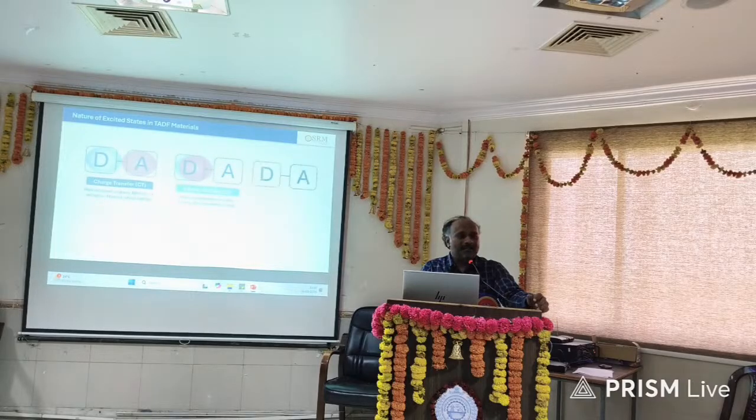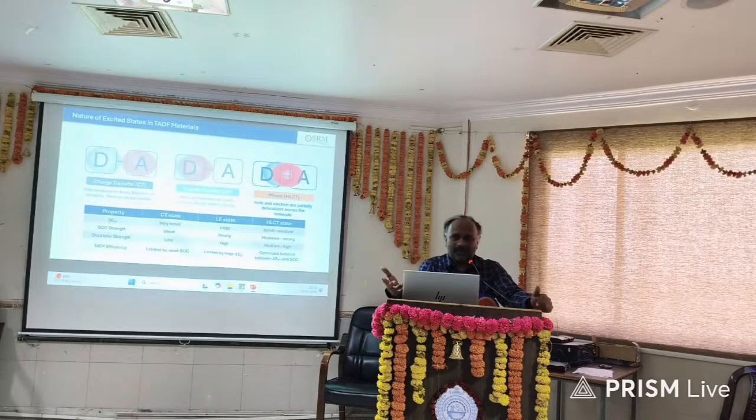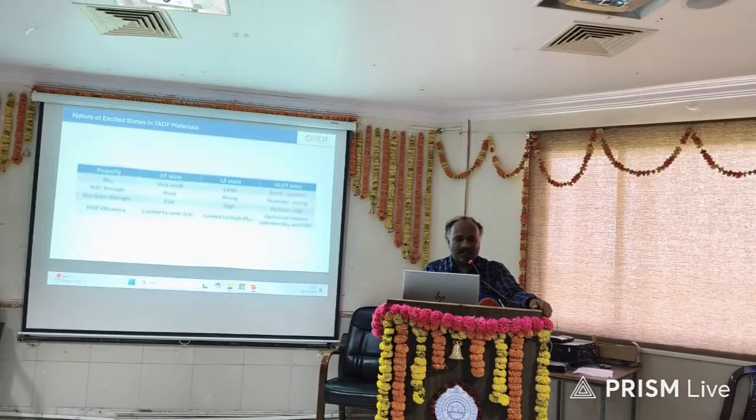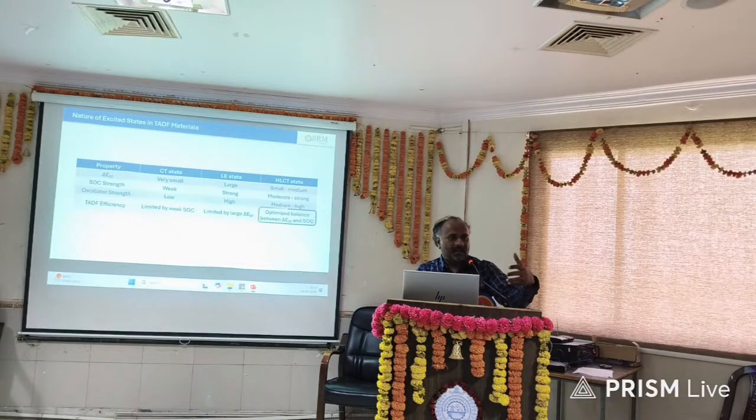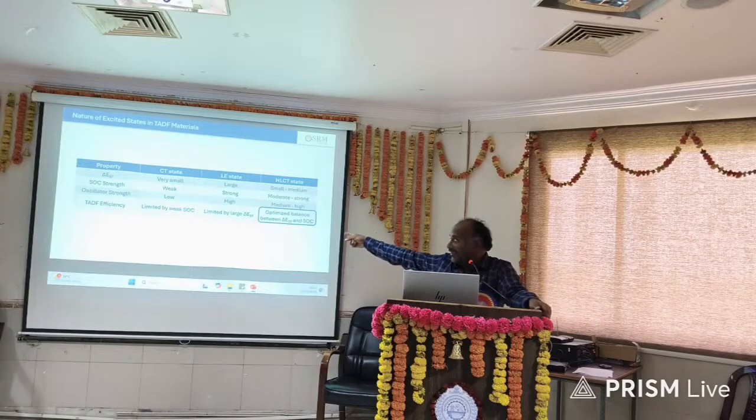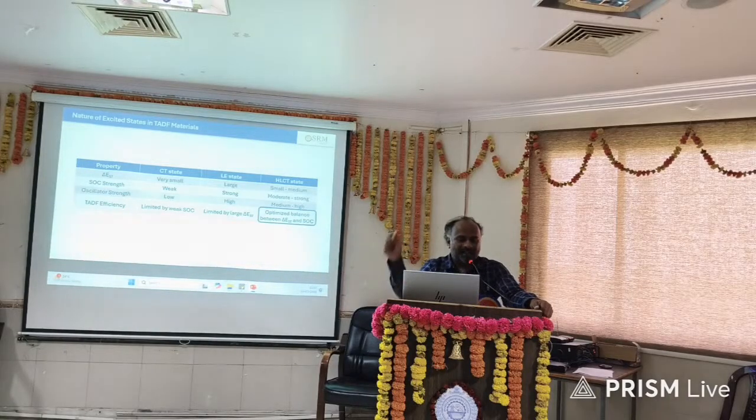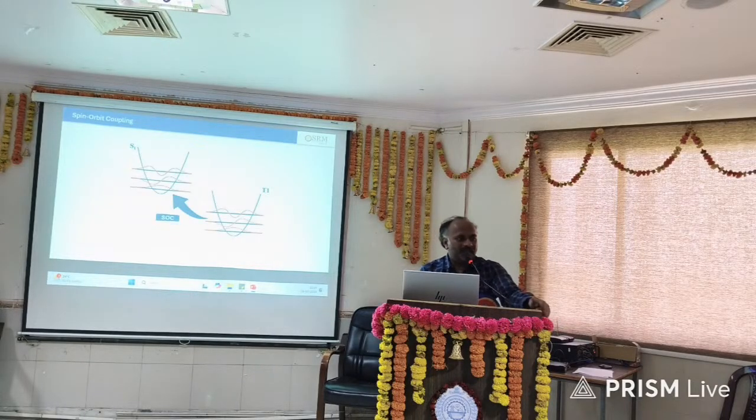Depending upon the type of molecules we take, we get different types of properties that decide the important aspects that we are looking for. As I told, the energy gap between the singlet state and triplet state is very important now. That is the TADF efficiency. The TADF efficiency depends upon those two factors that we choose based upon particular properties.